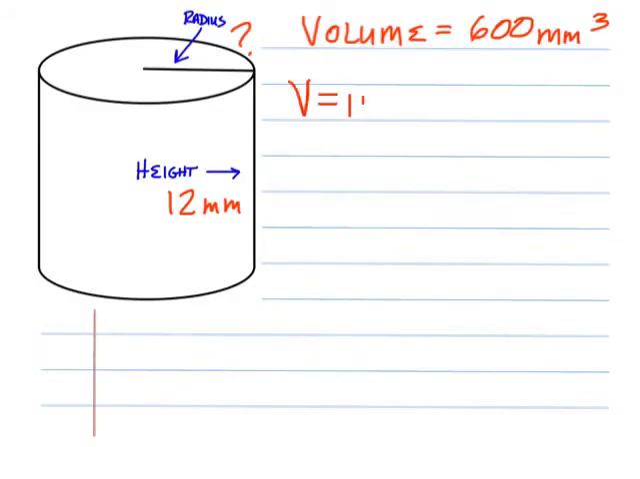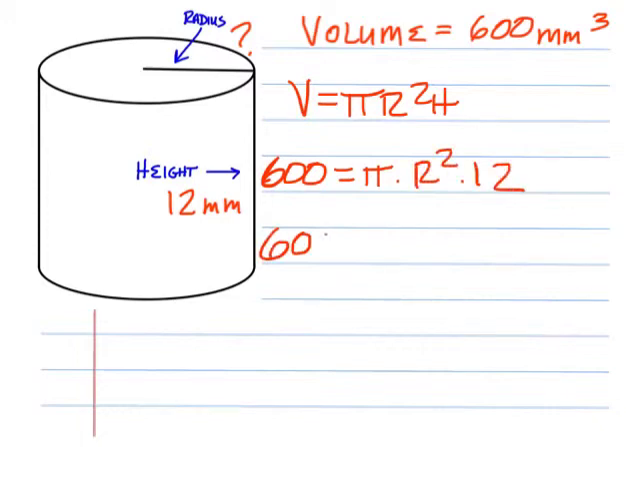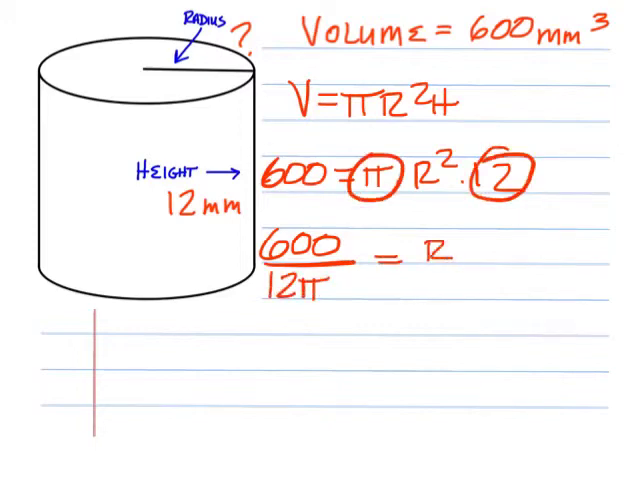The solution for the practice. Start with the formula and then plug in what you know. 600 goes in for V. R, we have no clue what it is, but h is 12. Divide 600 by the 12 pi that's with the r squared. And remember to use parentheses on that when putting it in the calculator. 600 divided by 12 pi.